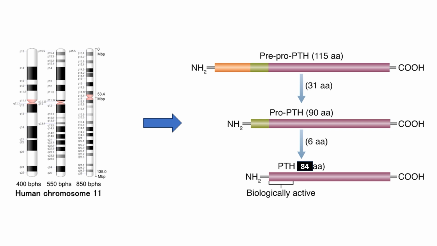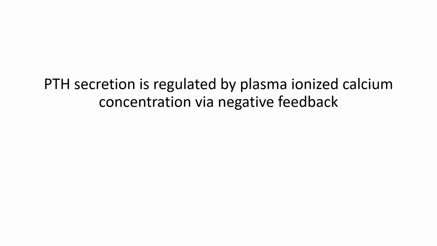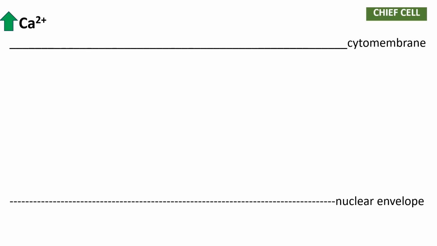Post-transcriptional modification results in pro-PTH, which is transported to the Golgi apparatus, cleaved to form PTH and packaged in secretory granules. PTH secretion is regulated by plasma ionized calcium concentration via negative feedback. Increased intracellular calcium concentration leads to increased calcium binding to calcium ion sensing receptors on chief cells, which are Gq alpha subunit G protein coupled receptors.